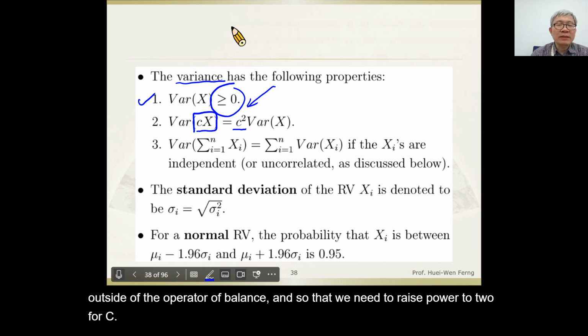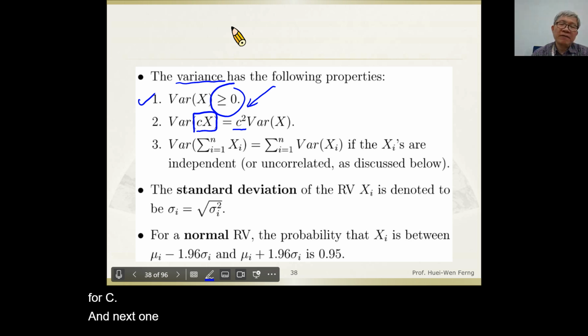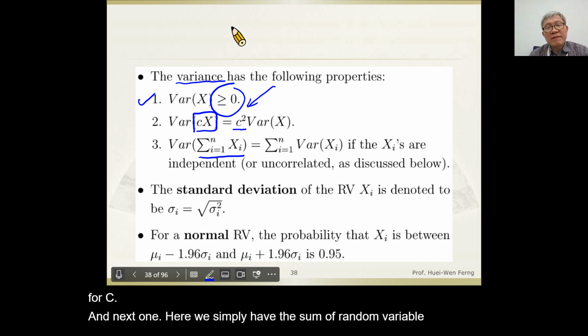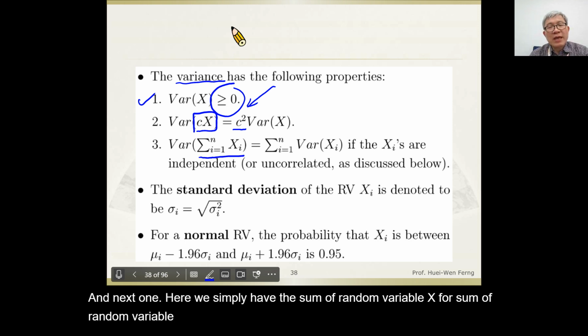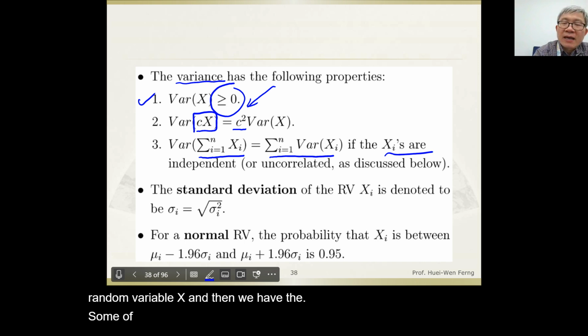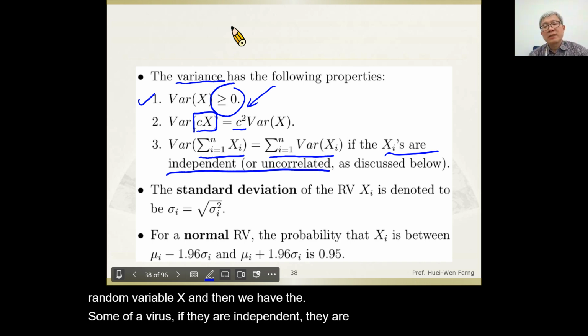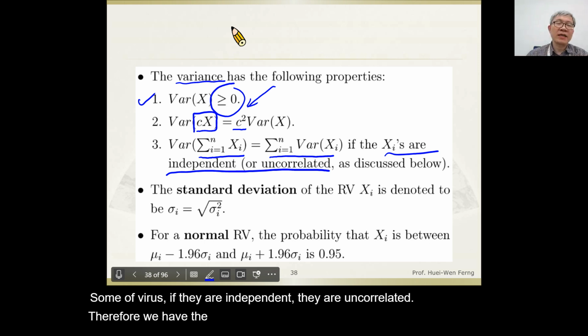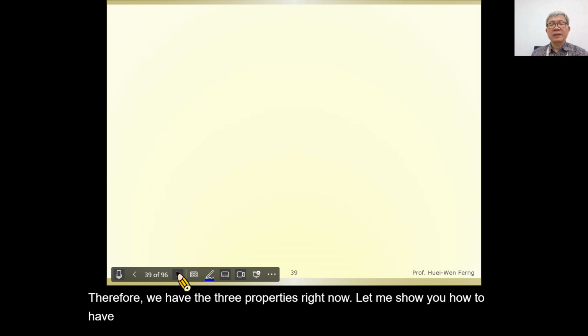And next one, here we simply have the sum of random variable X. For the sum of random variable X, we have the sum of variances if they are independent or uncorrelated. Therefore, we have the three properties. So right now, let me show you how to derive the three properties.